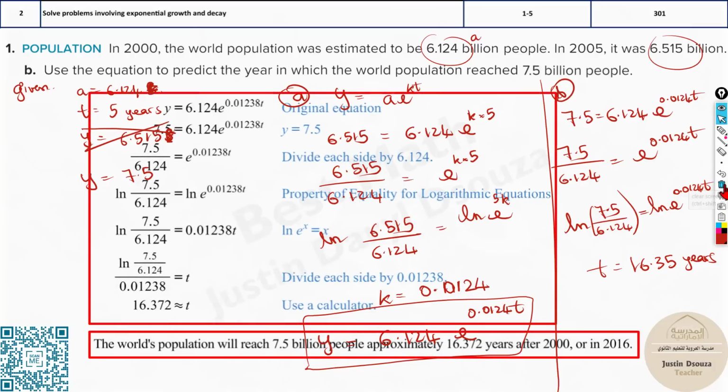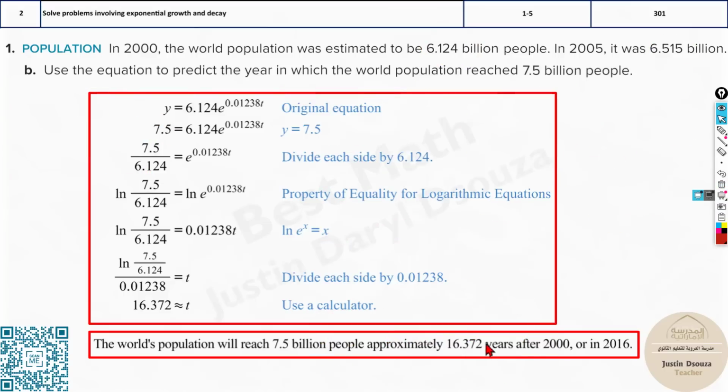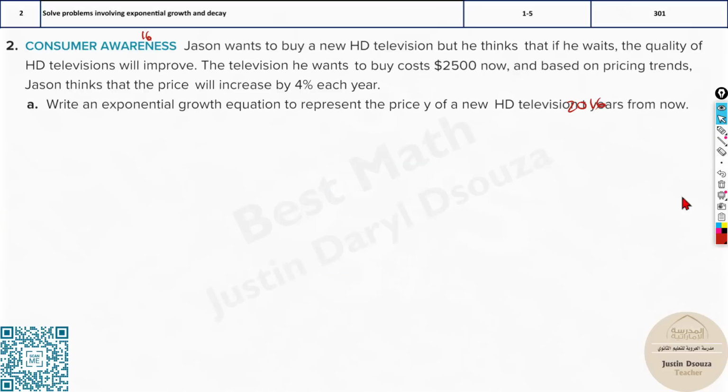So after nearly 16.37 years from 2000, the population will reach 7.5 billion. So when does that happen? Which year will it be? If you add 16 here, it'll be in the year after 2016. So that's how we solve it.